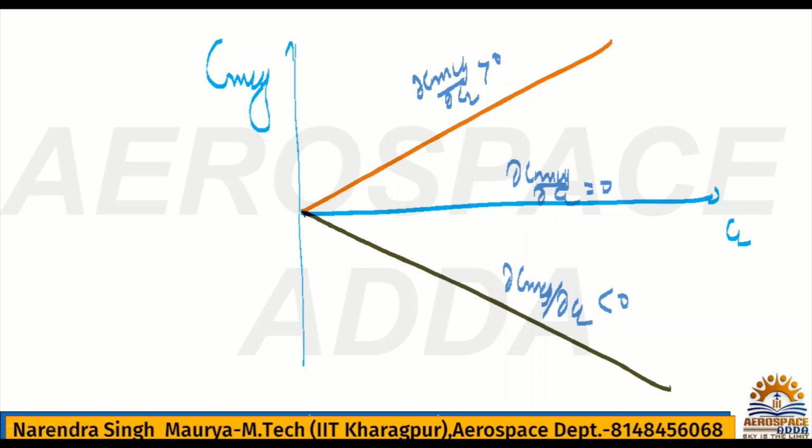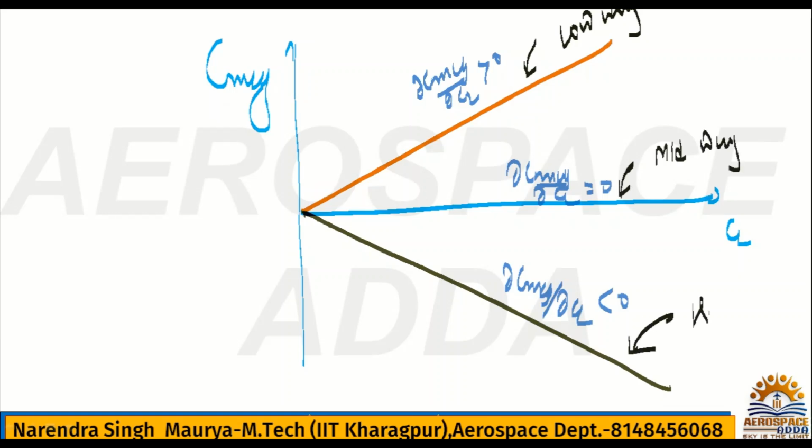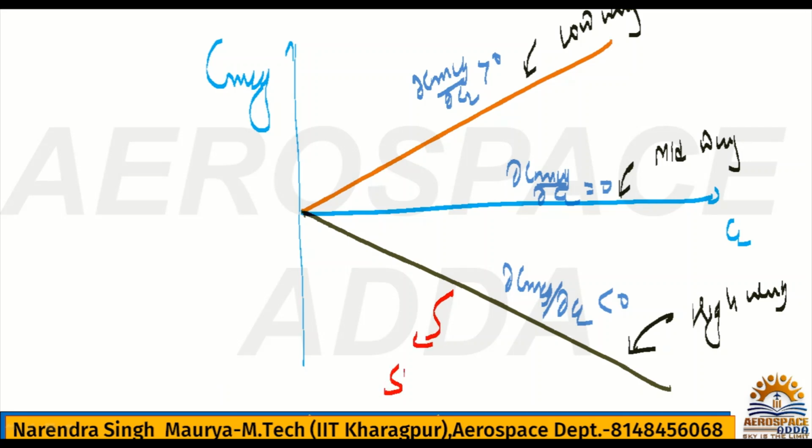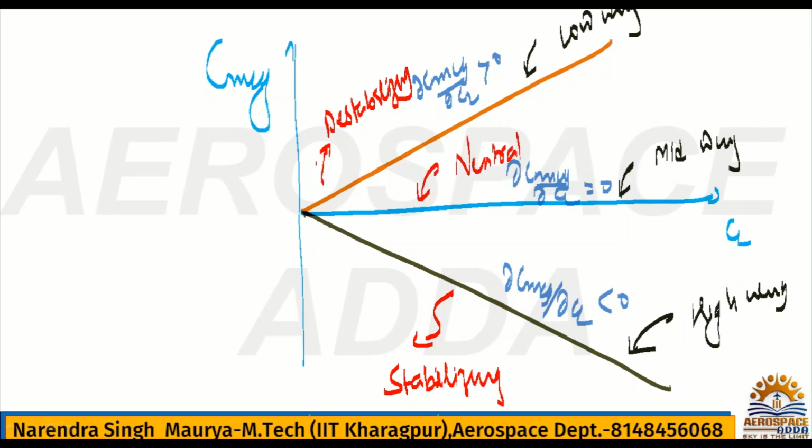So now check. This is positive, hence this is low wing. This is mid wing and this is high wing. This is very important in the examination. They ask which plane is stabilizing. I mean, this high wing will be stabilizing, this is destabilizing, and this is neutral. All right.